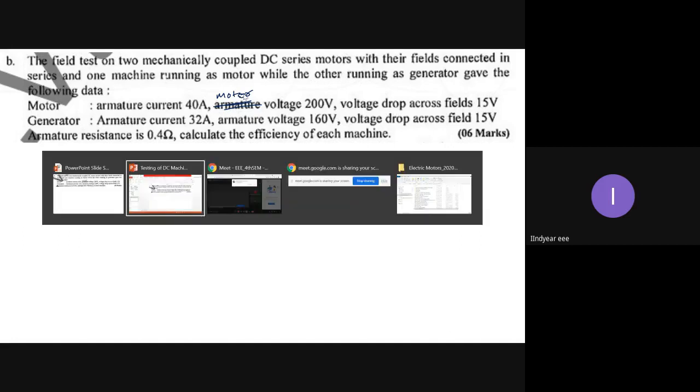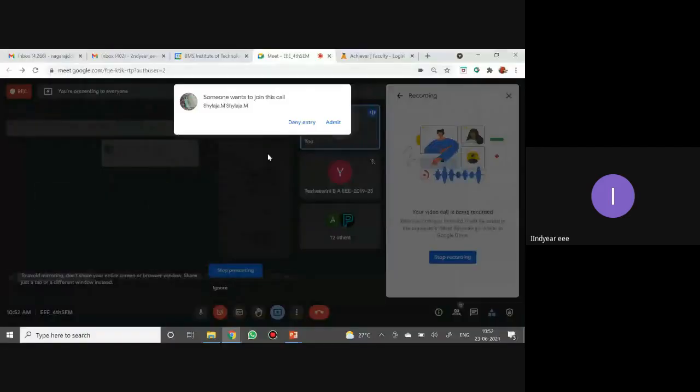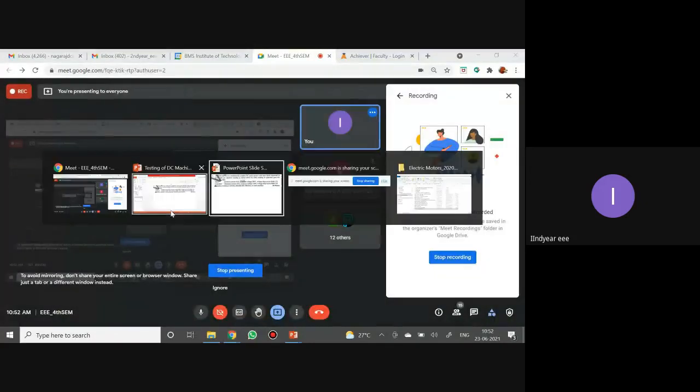I will do a small change here. Instead of taking armature voltage, I will take this as motor voltage. Slightly, I will change the statement. Motor voltage equals 200 volts. Now, there are two machines, a motor mechanically coupled with a generator.